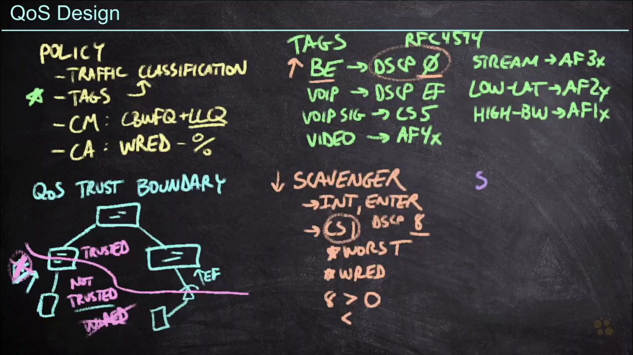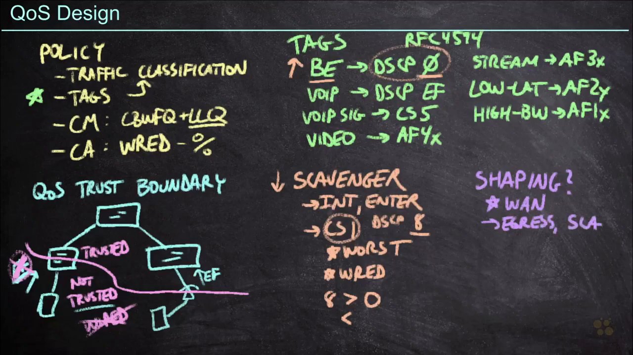Now lastly, let's look at these topics of shaping and policing. Do we need shaping in our environment? And generally speaking, we are going to want to deploy this into our WAN space at a minimum. But really, here's the answer. Any egress interface in our network that has to follow an upstream SLA should have shaping deployed to it.